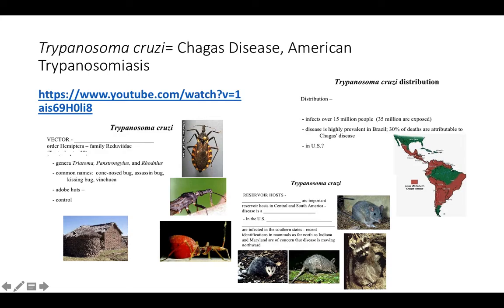The reduviids, the vectors, like to live in dark spaces, so in endemic areas, little huts made of mud or thatch are great hiding places for the reduviids. Trypanosoma cruzi is a zoonosis, so opossums, armadillos, rats, raccoons, and dogs can be reservoirs. And in endemic areas, one study said that a risk factor was living in the presence of lots of dogs that could be infected.